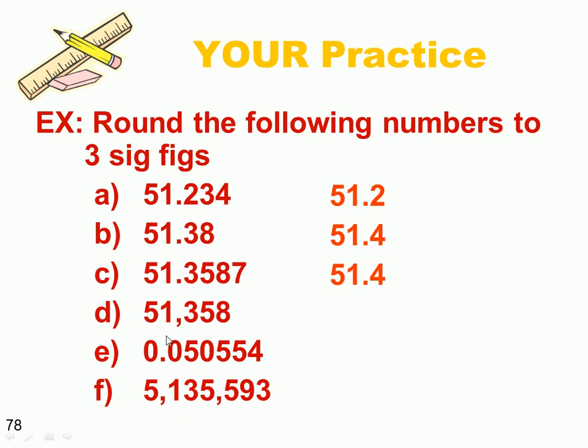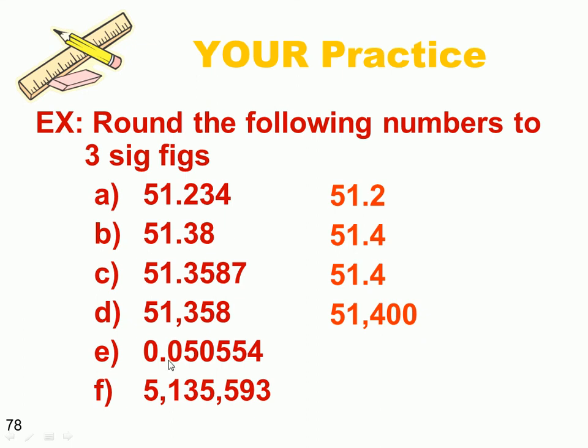For this number here, I have 51,358, rounded to 3 sig figs, 1, 2, 3. The 3 rounds up to a 4, so I end up with 51,400, not 514. Make sure to keep the value to read 51,000, and you can do that by adding extra zeros, but you should not have a decimal place at the end of the number.